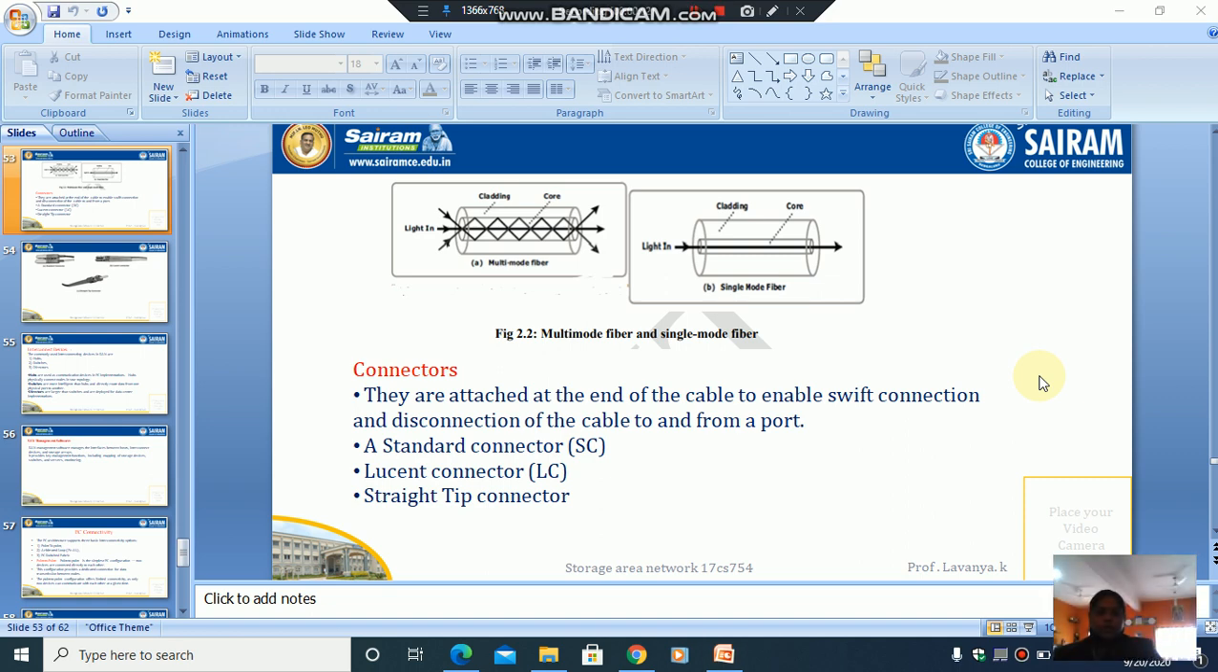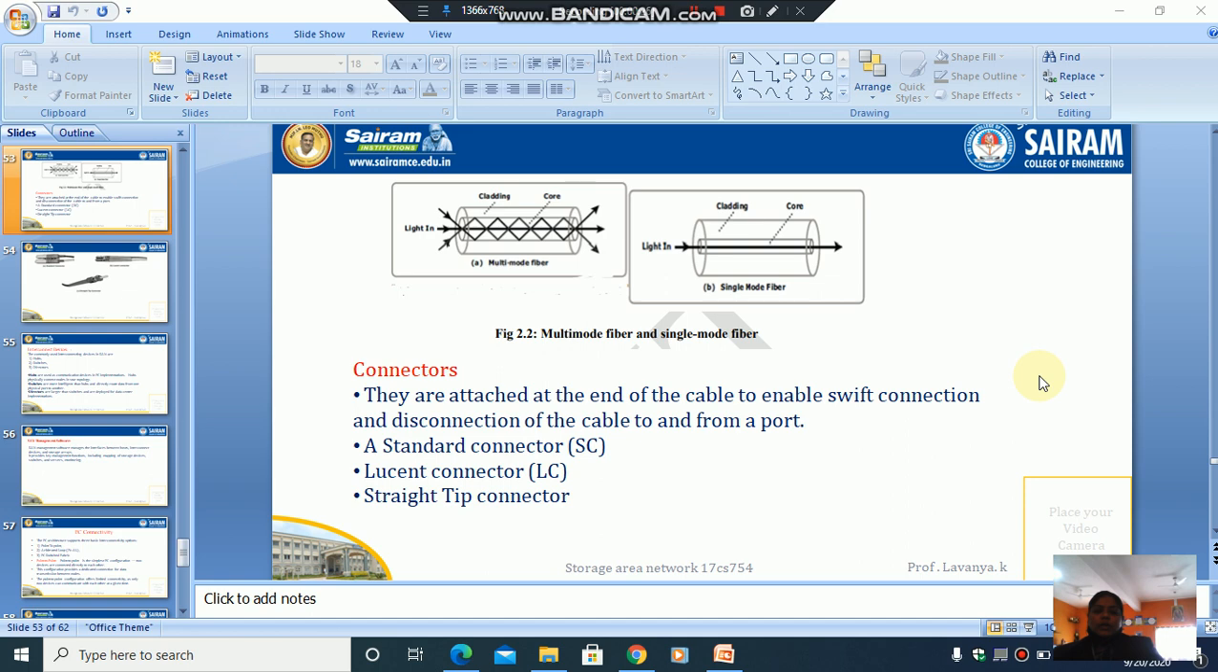Good morning students. Today I am going to explain about the connectors. Till last class we discussed the three components of the Fibre Channel SAN components: we discussed node ports as well as the cabling. Now I am going to explain about the connectors.